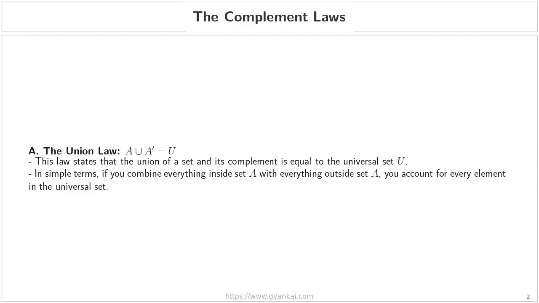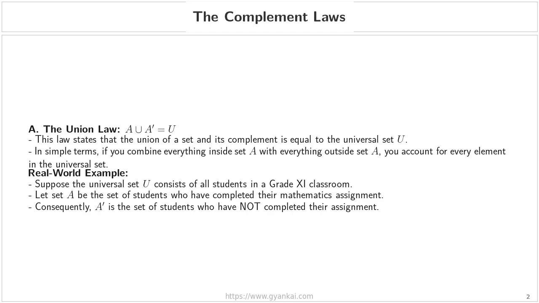Think about it this way. If you gather everything inside set A and everything outside of set A, you have accounted for every single element in our entire universe. To make this concrete, let's use a real-world example. Imagine our universal set, U, represents every student in a grade XI classroom. Now, let's define set A as the group of students who have finished their mathematics assignment. Naturally, the complement, which we call A prime, would be the group of students who have not finished that assignment.